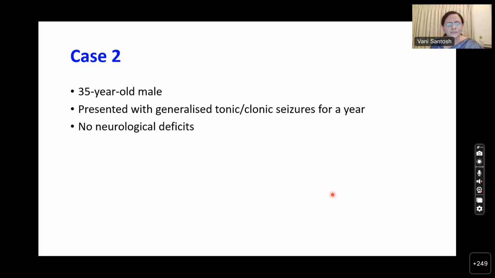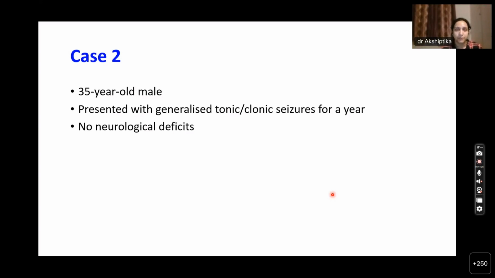We have case 2, a 35-year-old male, presented with generalized tonic-clonic seizures for a year and with no neurological deficit. So, what do you make out of this history, ma'am? What do you think? It's since 1 year. And compared to the previous history, is this different? Yes, the previous history was acute and this one is chronic because it has been 1 year, and there is no neurological deficit the patient has.